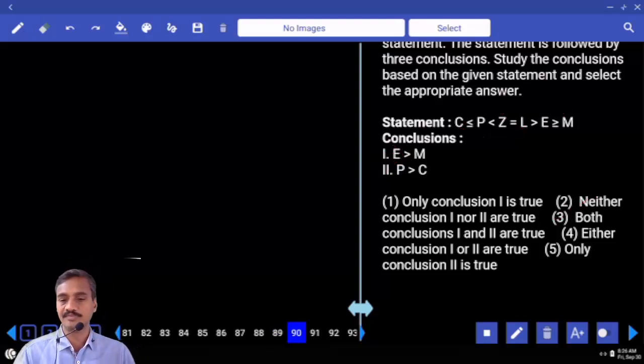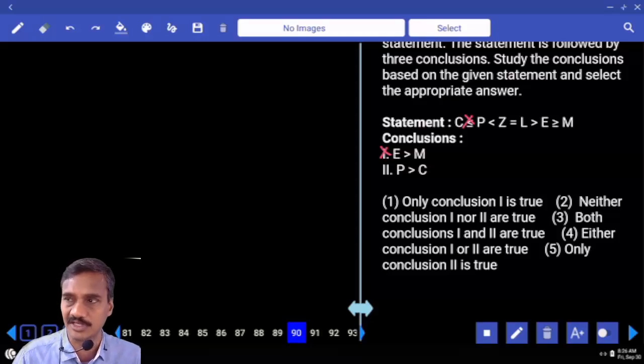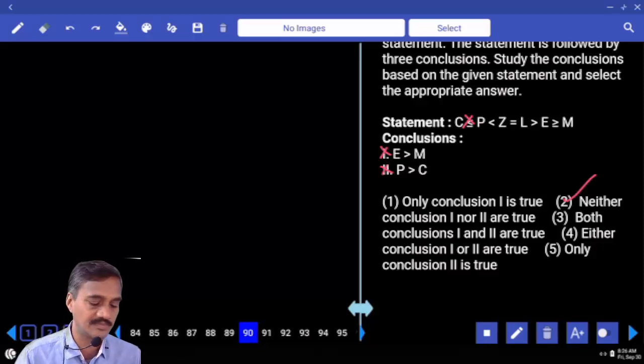And finally 90 and E and M. Now E greater than or equals to M is true, E greater than M is definitely false. And P greater than C, C lesser than or equals to P means P greater than or equals to C. Greater is false. Hence neither 1 nor 2, choice 2, question number 90.